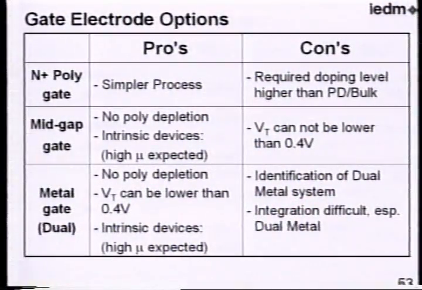But choosing this particular metal gate is going to be the problem. And I've listed a few pros and cons with various options. Using N+ poly, of course, you've got a really high doping level. Or you have to go to something like silicon germanium to try and improve the depletion. But you'll reach a limit there.